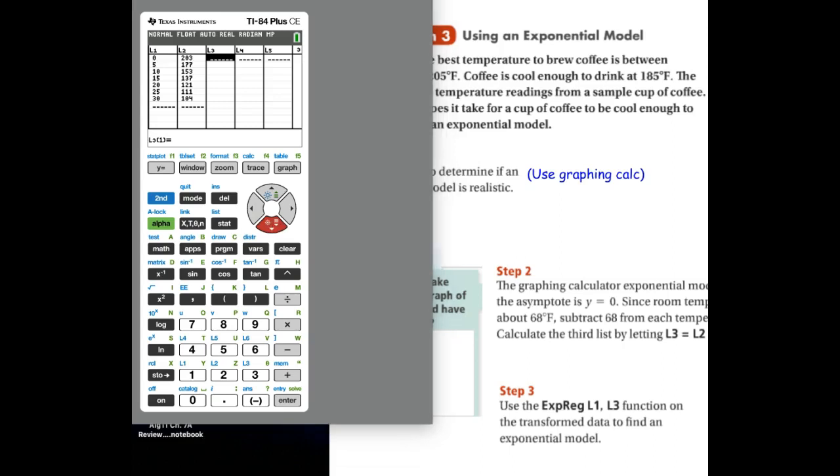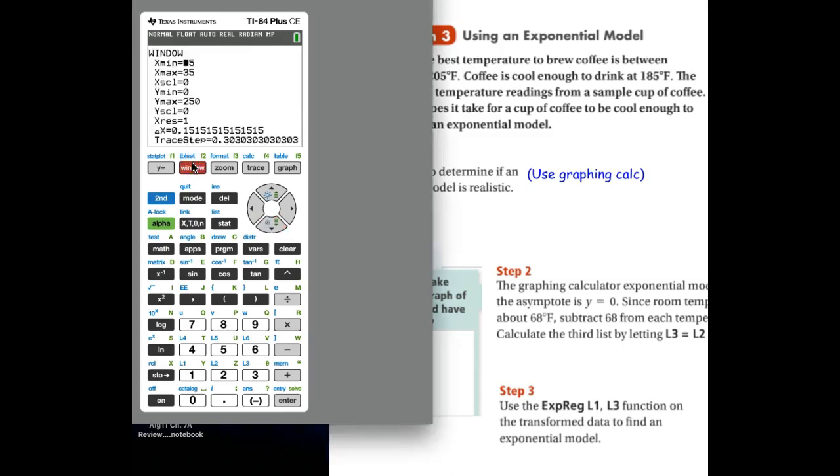All right, we have a couple of settings to look at. Based on our data, our highest list 2 value is 203, all right? And our highest list 1 value is 30. So I'm going to go to my window, and I'm going to go from -5 to 35, so I have a little cushion on the edges. Okay, and I'm going to go from 0 to 250 for my y values. Again, I just want a little cushion. Okay. Also notice that my x scale and y scale I put at 0. That just means it's not going to put tick marks in there.